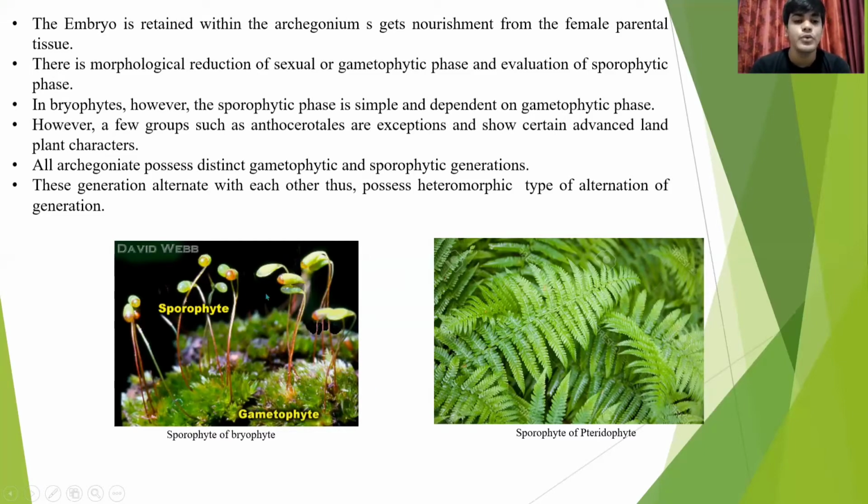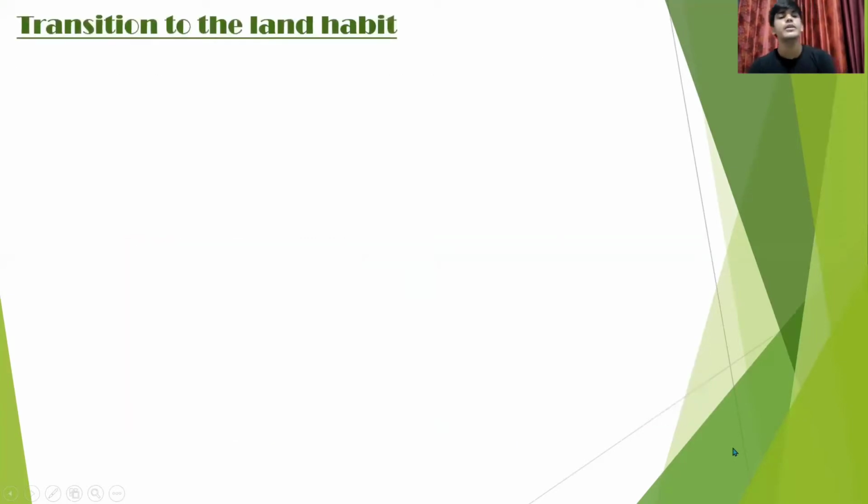So this sporophyte will produce some spores, which upon germination give rise to this haploid gametophyte again. And further it will produce sporophyte, and again it will produce spores, and then again gametophyte. This is when the gametophyte and the sporophyte alternate with each other, then it shows heteromorphic type of alternation of generation. We will discuss this in detail.